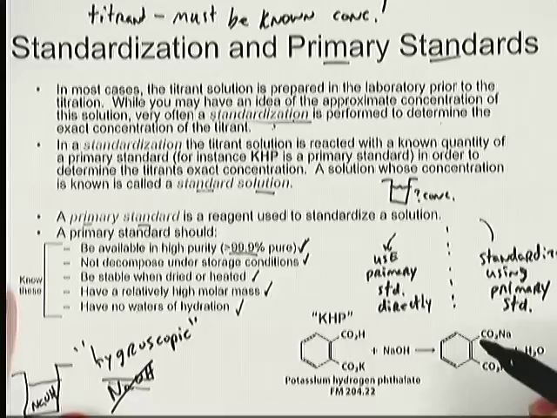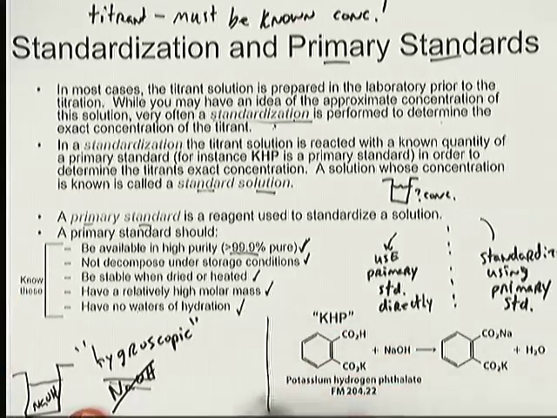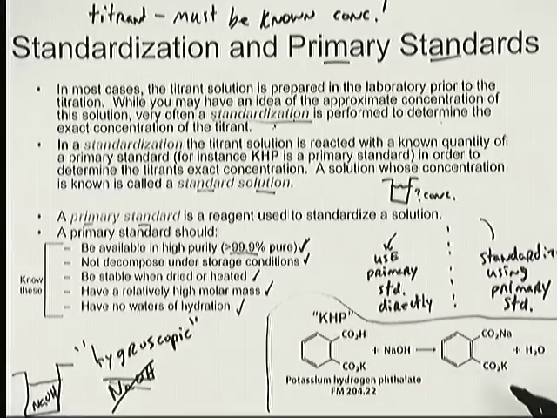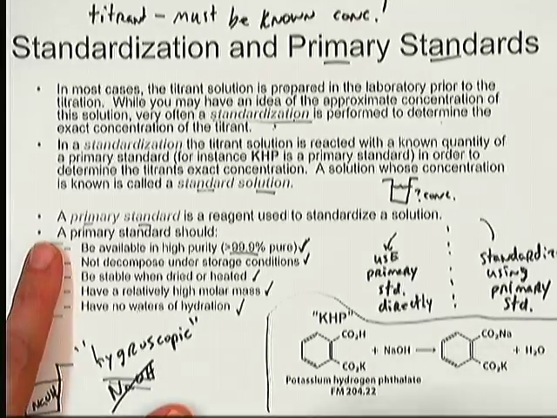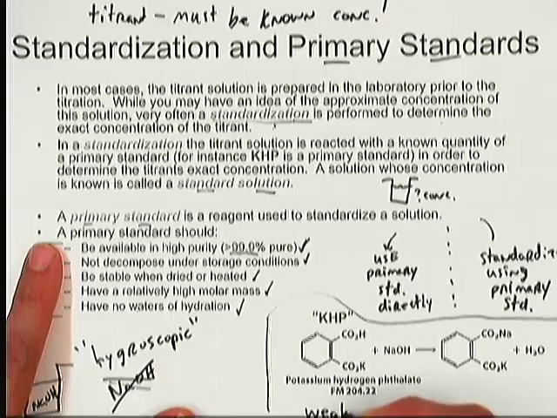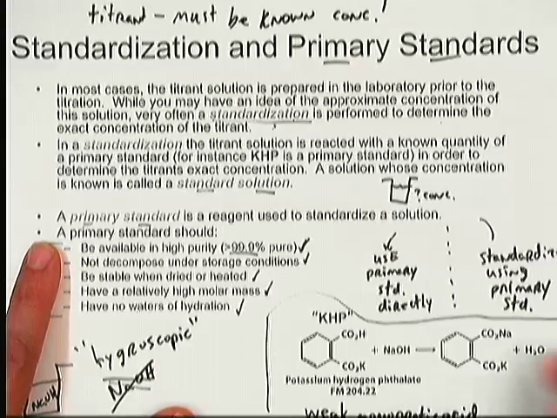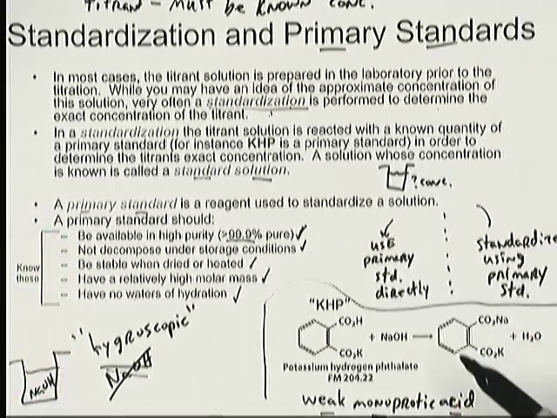Now, it would be useful for you to develop a toolbox or toolkit of some common primary standards that are used in analytical chemistry. The one that's shown down here is called KHP. KHP is the prototypical example of a weak monoprotic acid primary standard. So it serves the reaction function of being a weak monoprotic acid, and it's a primary standard.